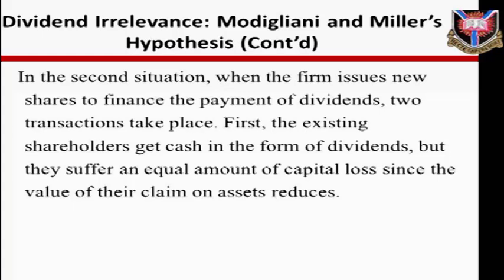Second, the new shareholders part with their cash to the company in exchange for new shares at a fair price per share. The fair price per share is the share price before the payment of dividends less the dividend per share paid to the existing shareholders. The existing shareholders transfer a part of their claim to the new shareholders in exchange for cash. There is no net gain or loss. Both transactions are fair, and thus the value of the firm will remain unaltered after these transactions.